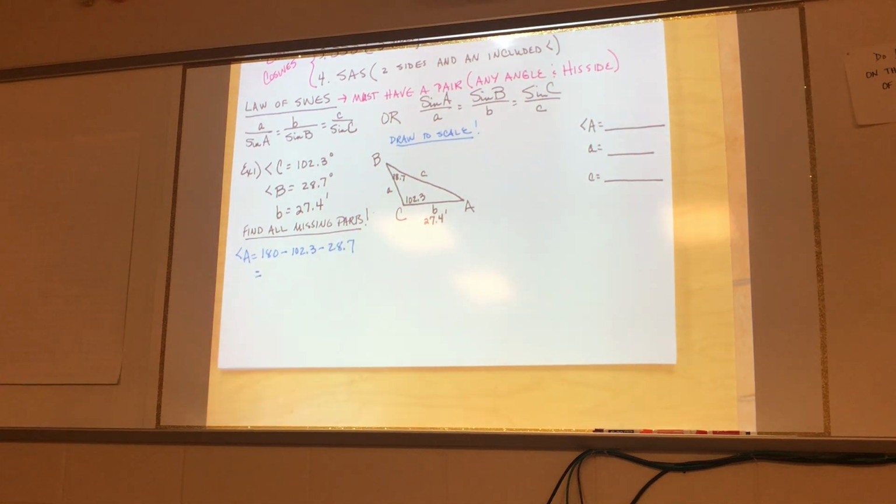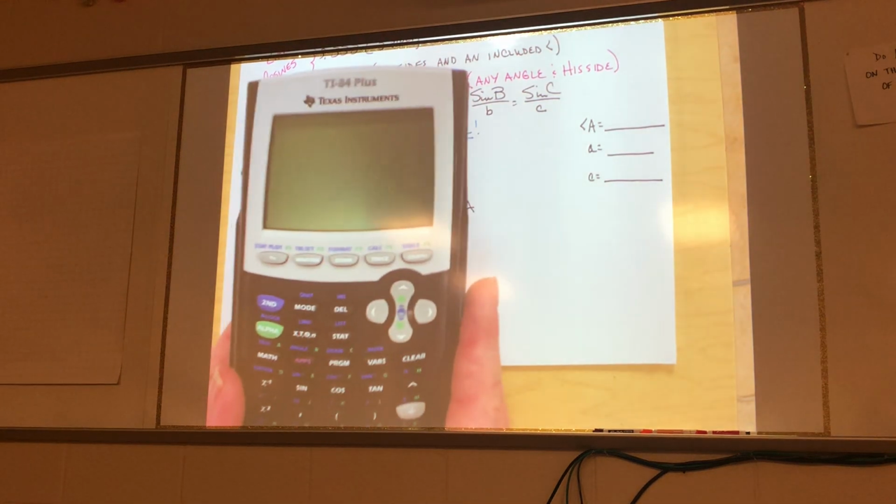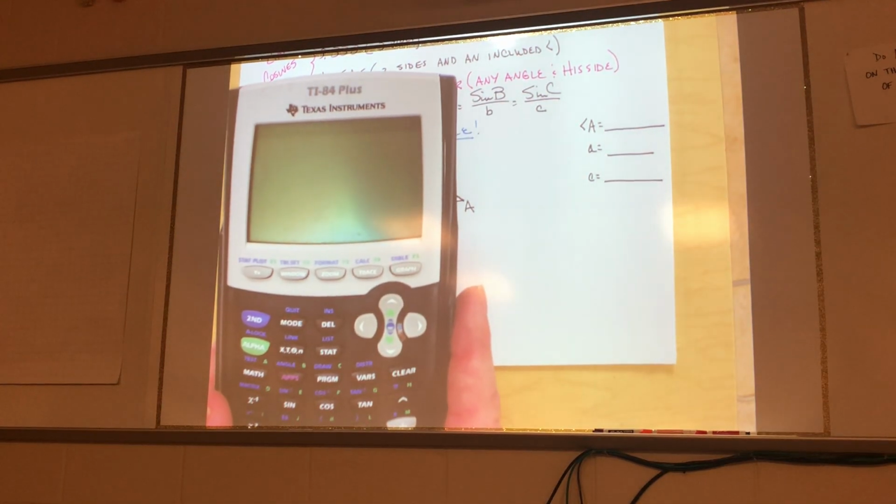You're probably gonna need a calculator. If you don't have a calculator on your desk, go and get one, and I'll do this in my calculator for you, and then you'll be back. Be careful, don't bump that desk.